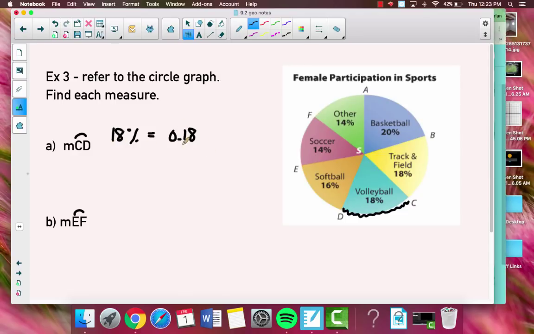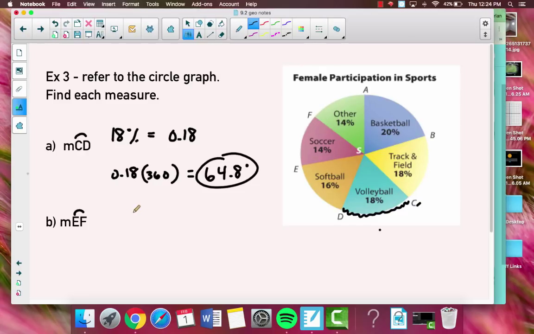So this is the 18%, and I'm going to take 0.18 times the total number of degrees we have in a circle. Well, that's 360. So what this is saying is what is 18% of 360? I can take 360 times 0.18, and that's going to get me 64.8 degrees. And this should roughly match up with the size of your piece of the chart, because 64.8 would be considered a minor arc because it's less than 180, and that definitely is, so we're good to go.